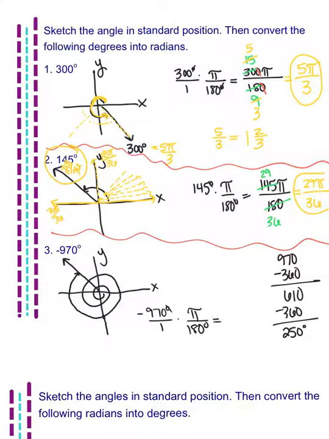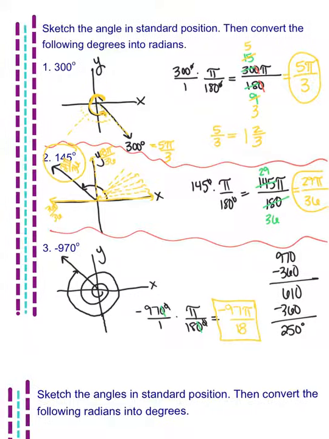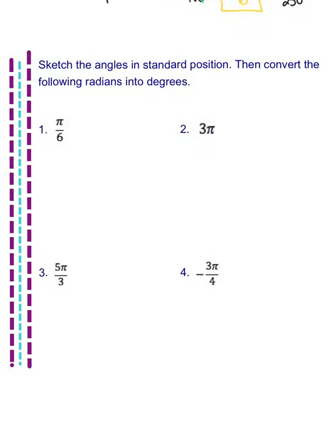So my degrees will cancel. Let's go ahead and cancel the zeros. And I am left with negative 97 pi over 18. And I believe 97 is prime, so that is it. So negative 970 degrees is the same thing as negative 97 pi over 18. Okay. So there's some practice converting from degrees to radians.